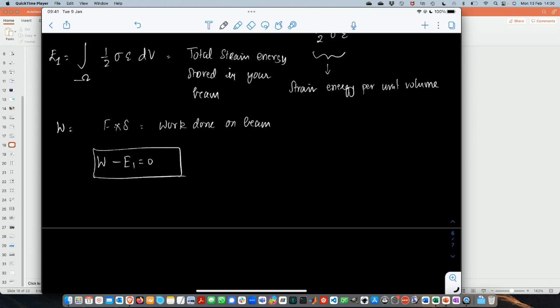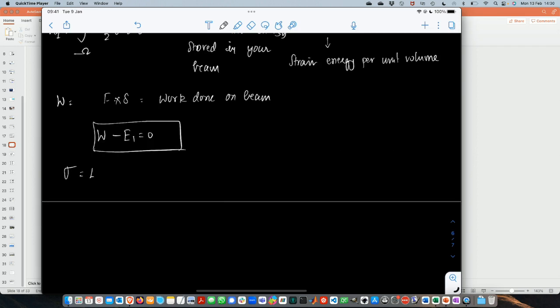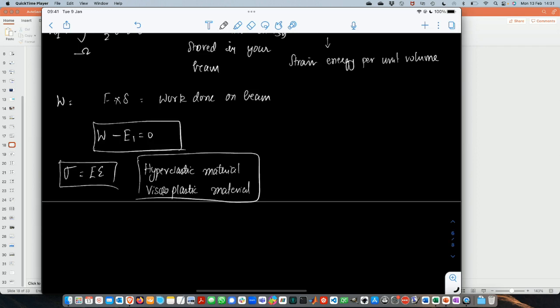I'm going to say my stress is nothing but the modulus times strain. Right? So the simplest material model. For somebody who's more interested, you can look up hyperelastic material, or for example viscoplastic material. By default, your linear elasticity is satisfying the second law of thermodynamics. Your stress is related to your strain in such a way that it always leads to an increase in entropy.